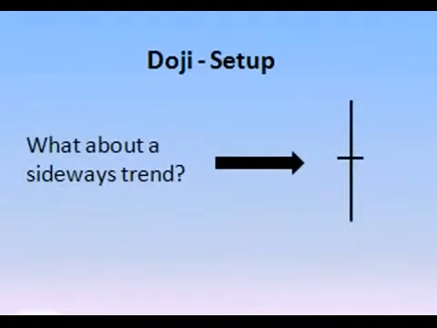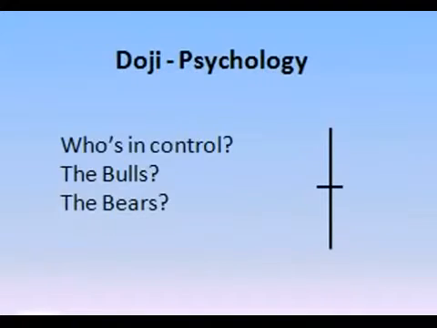What about a sideways trend? Certainly you will find many doji candles within a sideways trend, or area of congestion. Typically though, a doji pattern within a sideways trend can tell us very little about future direction of the market, so ignore them. Look for them as a potential reversal from an established trend only, either an uptrend or a downtrend.